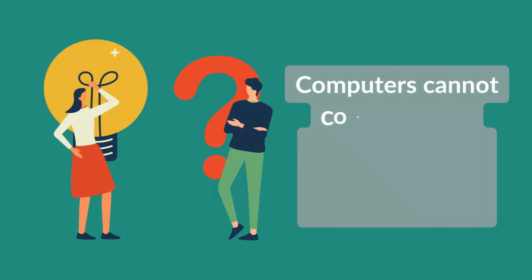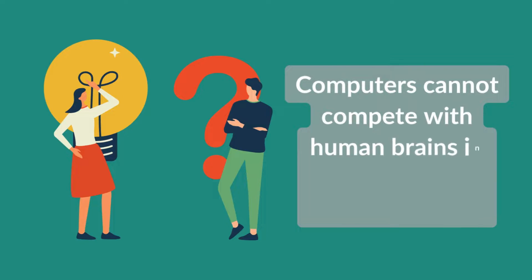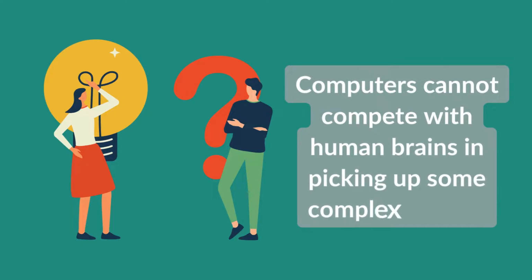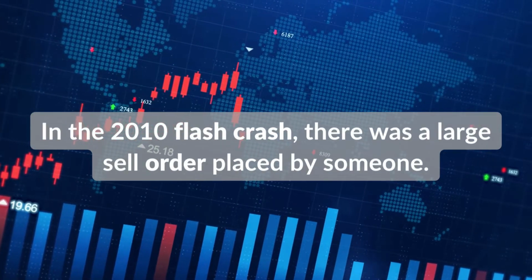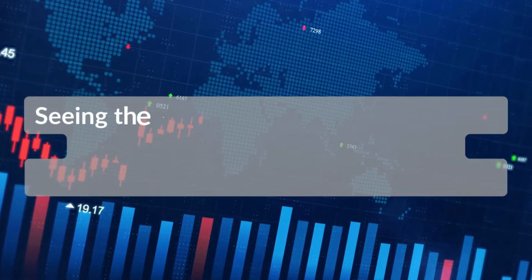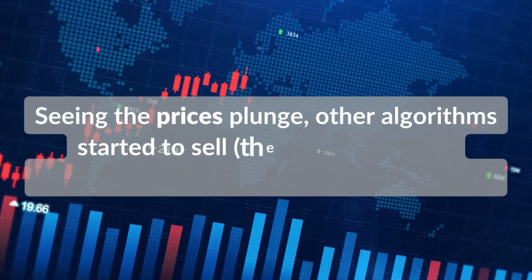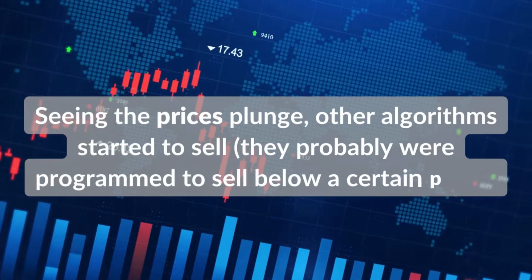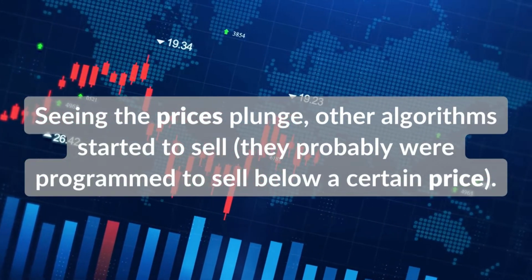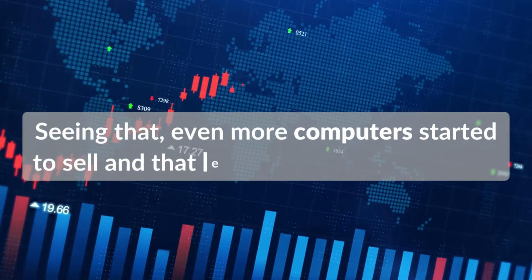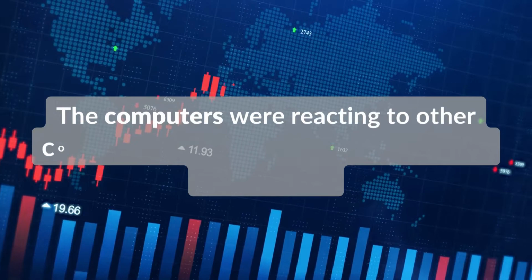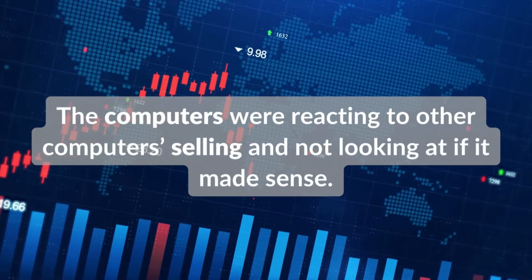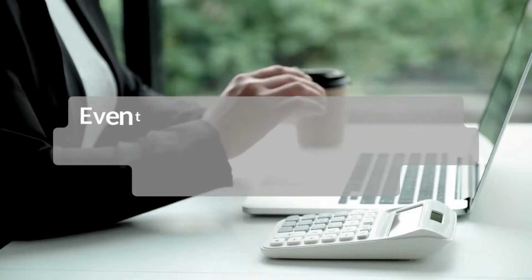The problem with algorithms is that all said and done, they're still not humans. Our brains are incredibly complex and can pick up on signals computers can't. In the 2010 flash crash, there was a large sell order placed by someone. Seeing the prices plunge, other algorithms started to sell. They probably were programmed to sell below a certain price. Seeing that, even more computers started to sell, and that led to a snowballing effect. The computers were reacting to other computers selling and not looking at if it made sense.